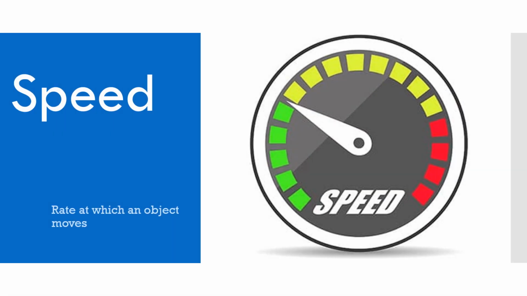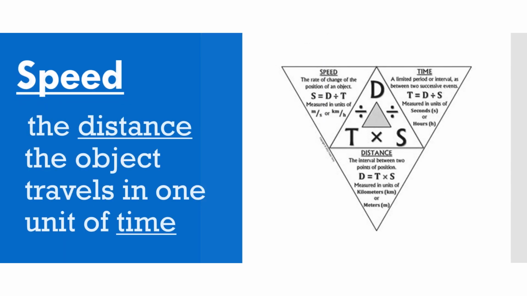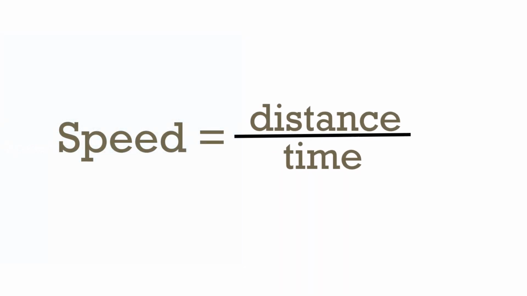So let's start off with speed. Once again, this is the rate at which an object moves. Speed is the distance an object travels in 1 unit of time. We're going to take a look very specifically at the triangle that you see out to the right and be able to calculate what that means. The formula for speed is distance divided by time: however long a distance is being traveled, divided by the time it takes to get there.